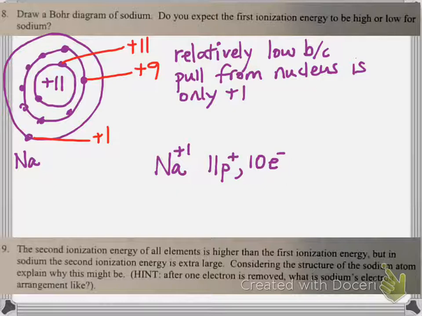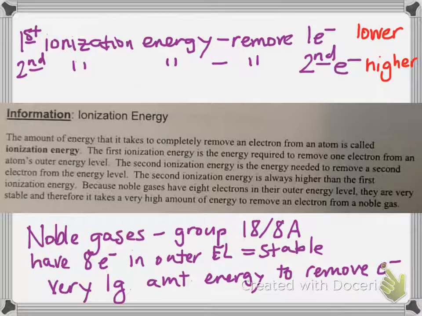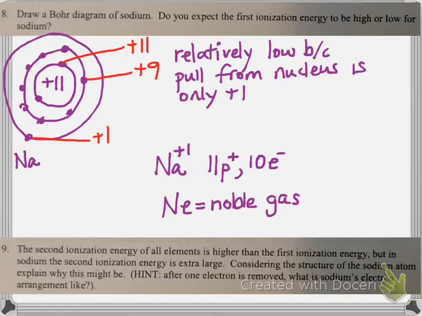So take a look at the periodic table. Who else on the periodic table has 10 electrons? Neon. And neon is a noble gas. And remember, back in our information section, we said the noble gases that have 8 electrons in their outer energy level are very stable, and it takes a very large amount of energy to remove an electron. So what's happened to sodium by becoming an ion with a plus 1 charge? It's gotten the electron configuration of neon, which we know is very stable.